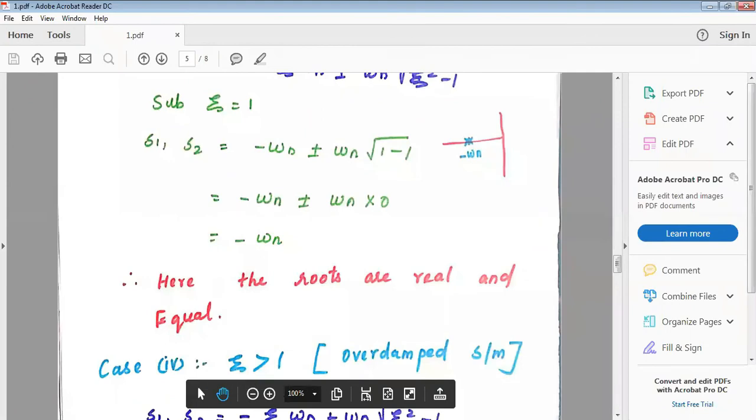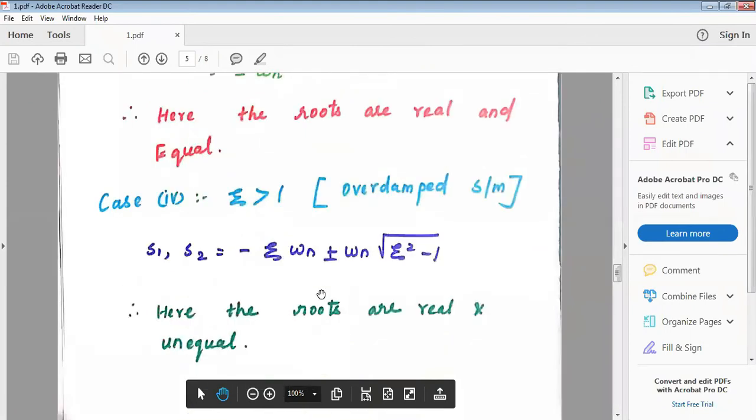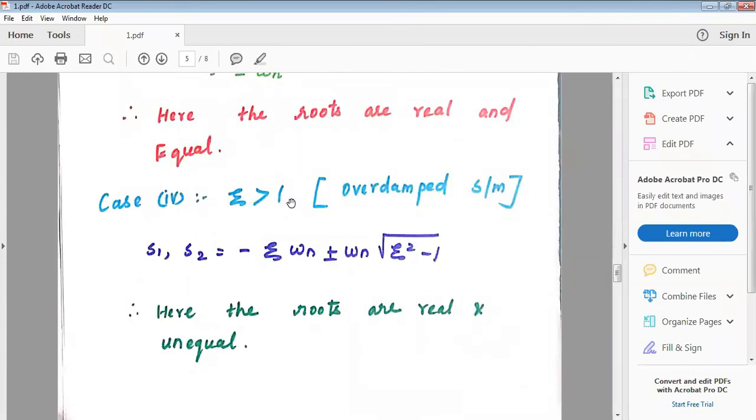So next we can see the fourth case, that is the overdamped system. For an overdamped system, the value of theta will be greater than 1. So we know what an overdamped system is, right? That is, the transient in the system decays exponentially to steady state without any oscillations.